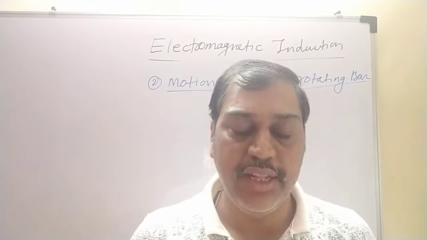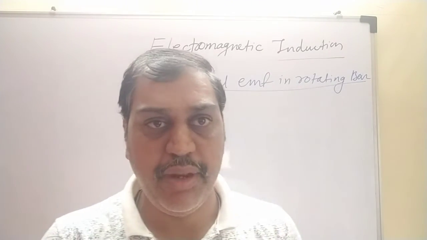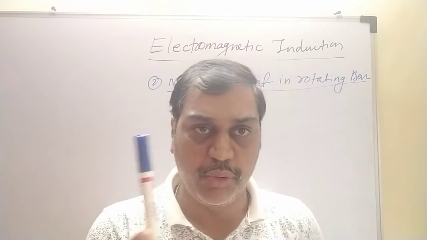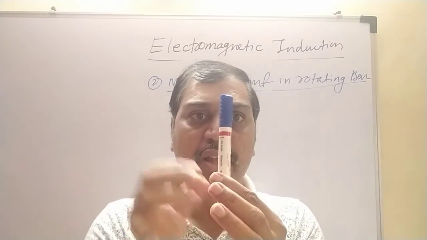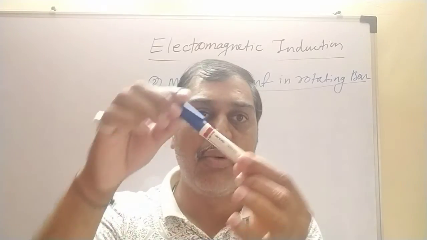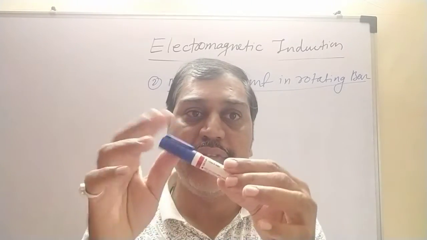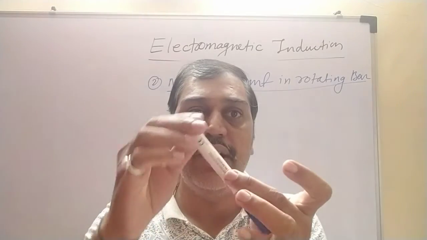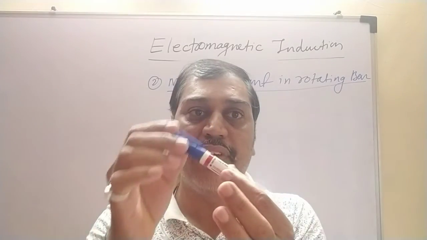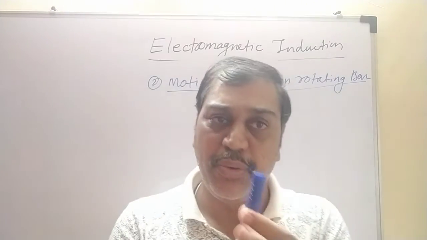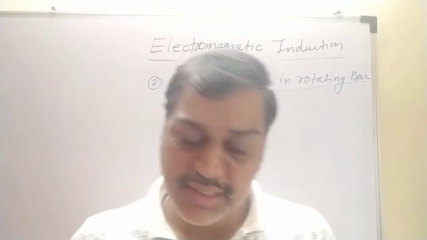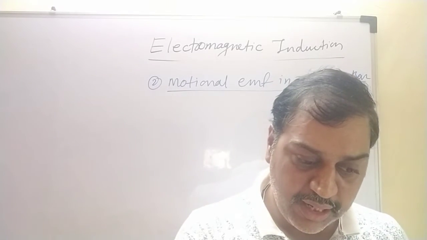Now what we have to see: instead of translational motion, we have rotational motion. Suppose this is a conducting coil, kept in a magnetic field, and it is rotating like this. As the coil rotates in the magnetic field, there is definitely a changing magnetic flux linked with the coil, and due to that there must be production of induced EMF in the same coil. That is what we want to consider here.